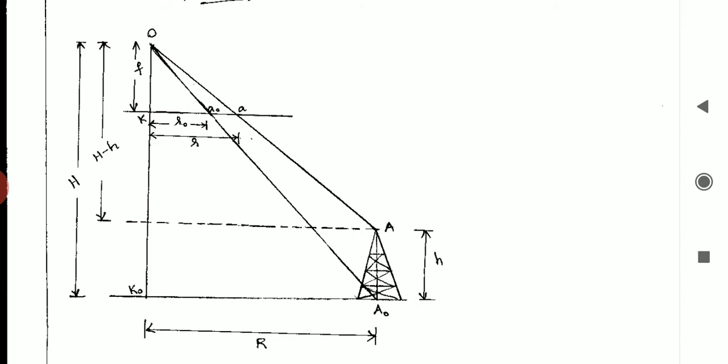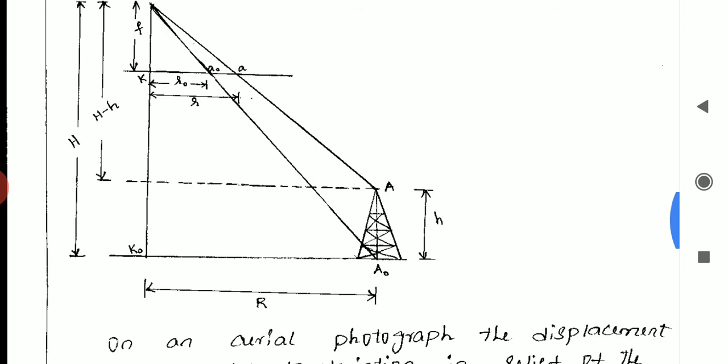On an aerial photograph, the displacement of an image due to variation in the relief of the terrain is known as relief displacement, or else height distortion. Okay. To calculate the amount of relief displacement: small r is the radial distance of a from K, and capital R0 is the radial distance of the point A0 from K.